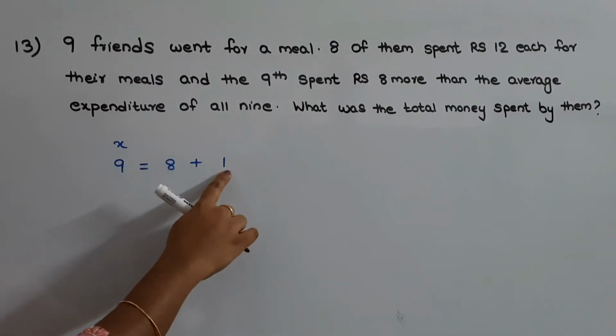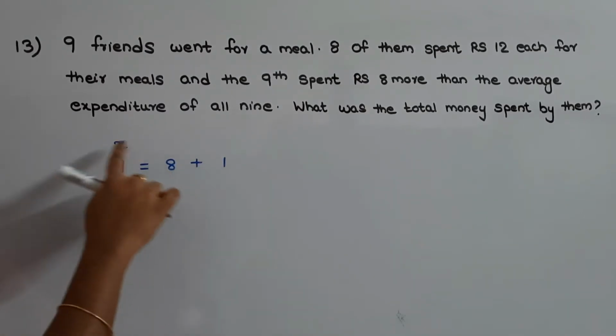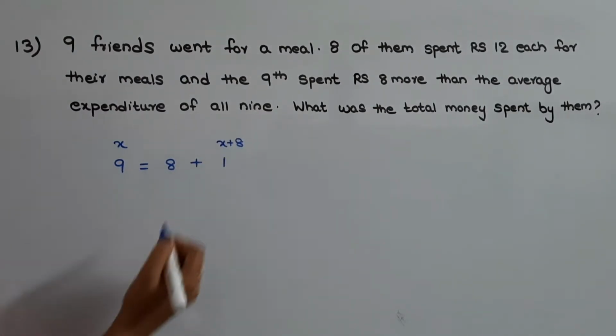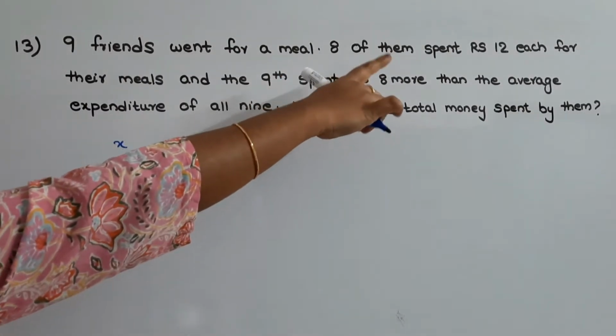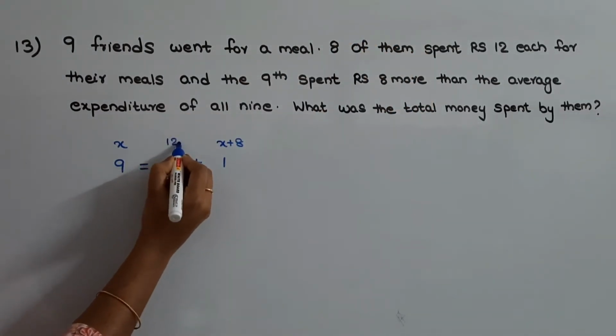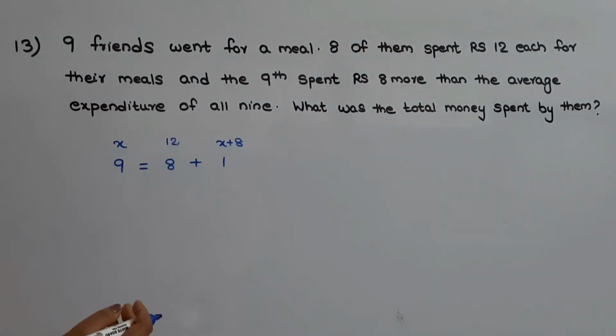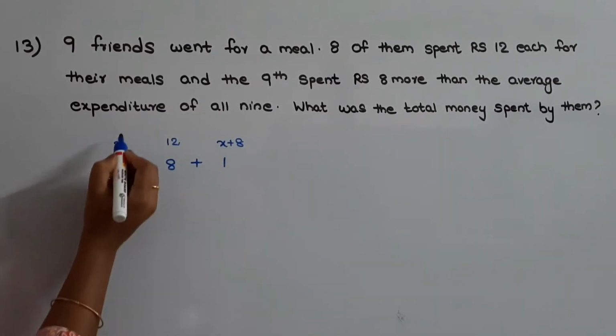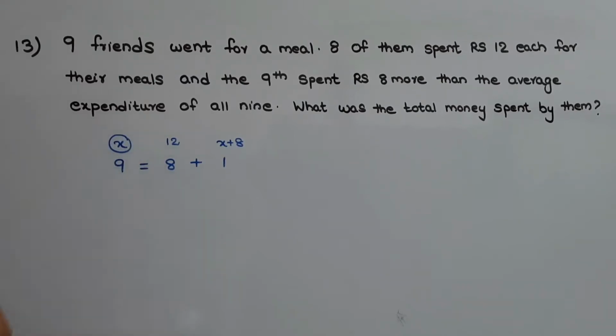Then the average money spent by the 9th person will be x plus 8. Now they have given the average money spent by 8 persons as 12. So above this 8, write 12. Now the next step is to take one of these averages as a reference average. So let us take this x as the reference average.